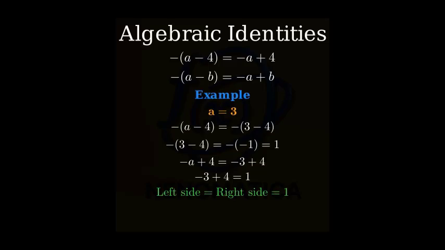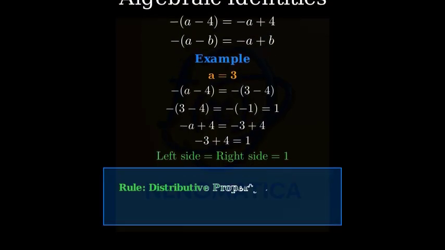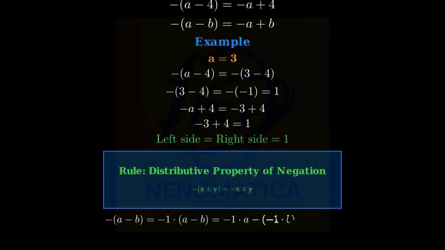Let's understand why this identity works. The distributive property tells us that when we have a negative sign outside parentheses, it distributes to each term inside, changing the sign of each term. So negative of a minus b becomes negative a plus b because the negative sign changes the signs of both terms inside the parentheses. Now, let's move on to our second identity.